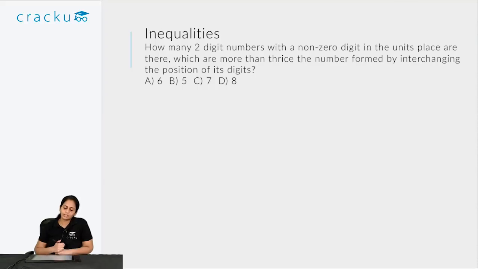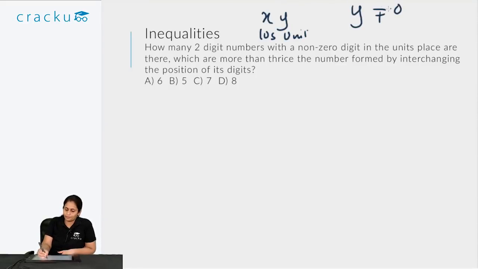So how many 2-digit numbers with a non-zero integer in the units place are there which are more than thrice the number formed by interchanging the position of its digits? So let's say the 2-digit number initially is xy. So x is in the tens digit, y is in the units digit. I am told that y is not 0.